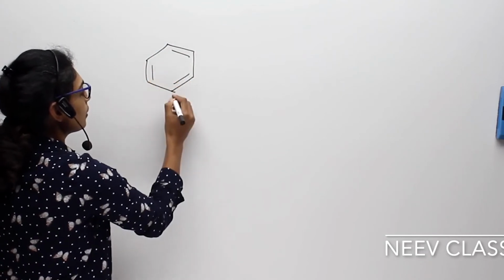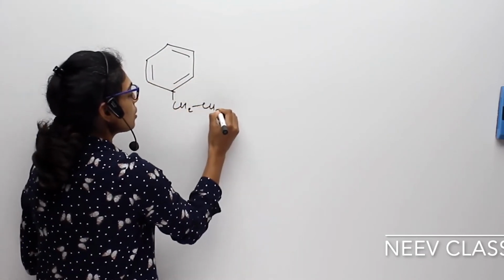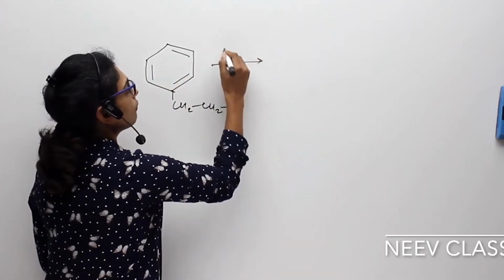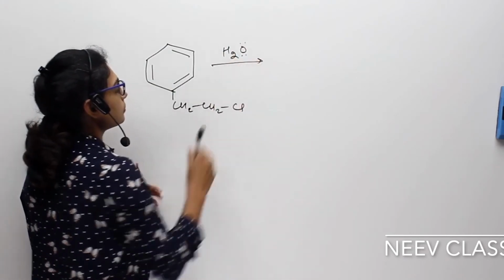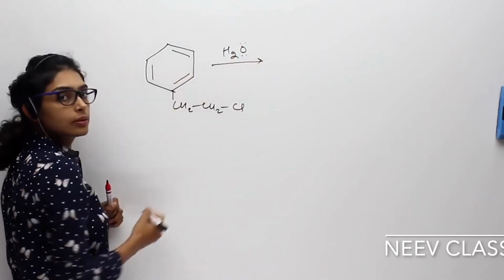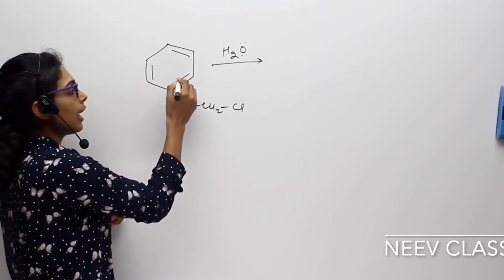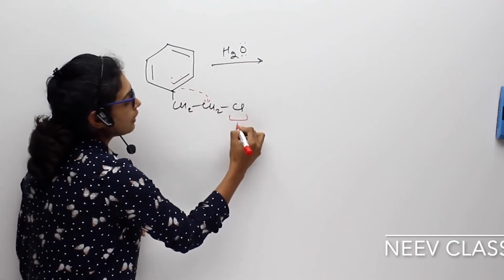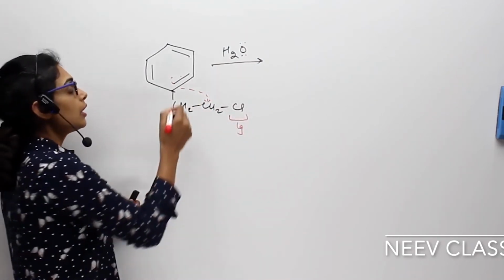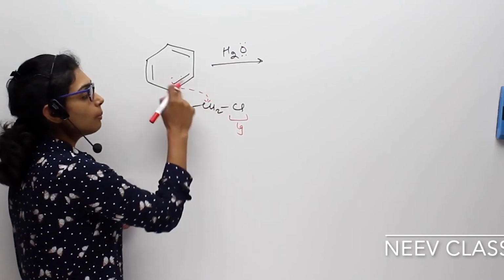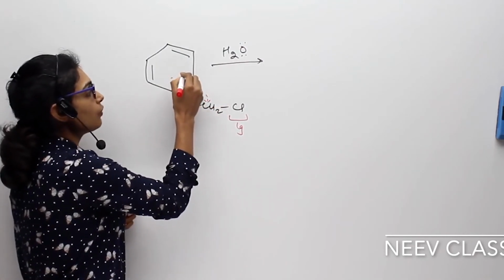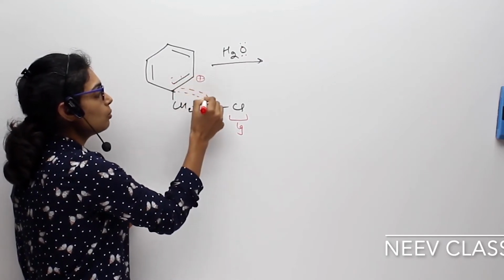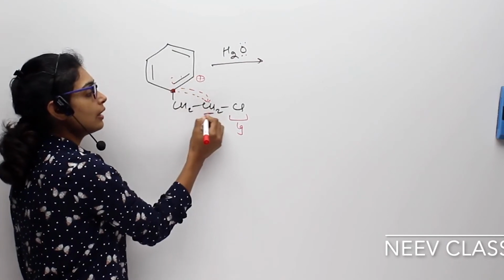This is our benzene ring, and we have CH2, CH2, Cl attached to it. Now these pi electrons, and we have water as a nucleophile. Now these pi electrons will try to attack on this carbon where this leaving group is present. Will try to attack on this carbon to form a bond, and will break the bond in such a way that a positive charge will form over here, and a new bond will form between this carbon and this carbon.